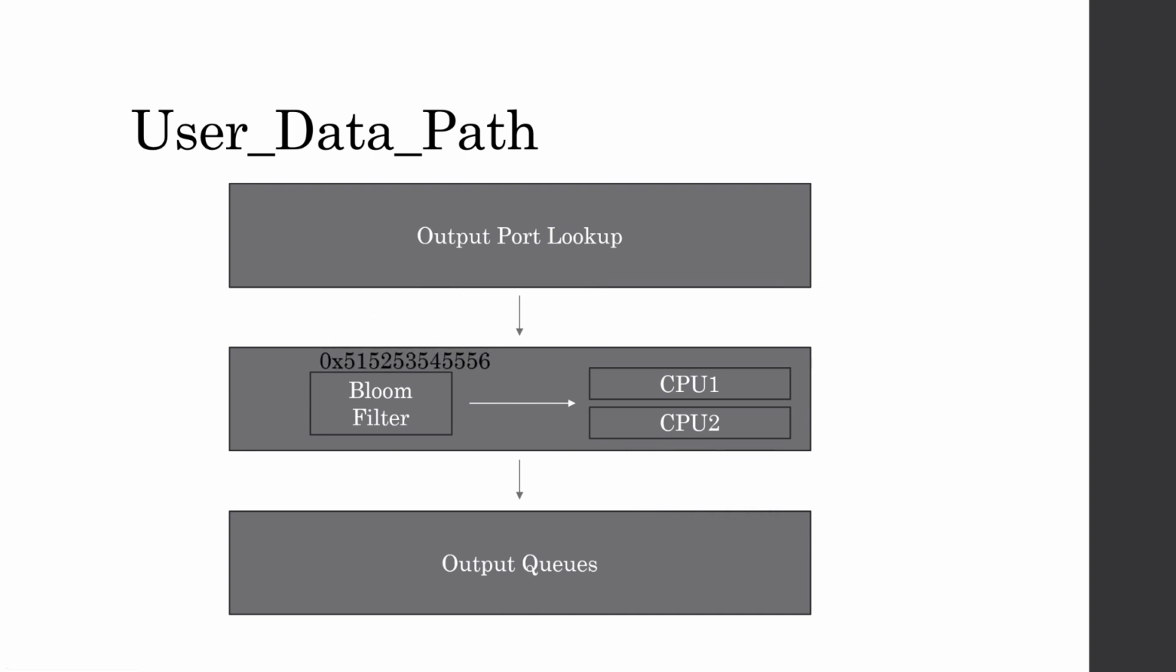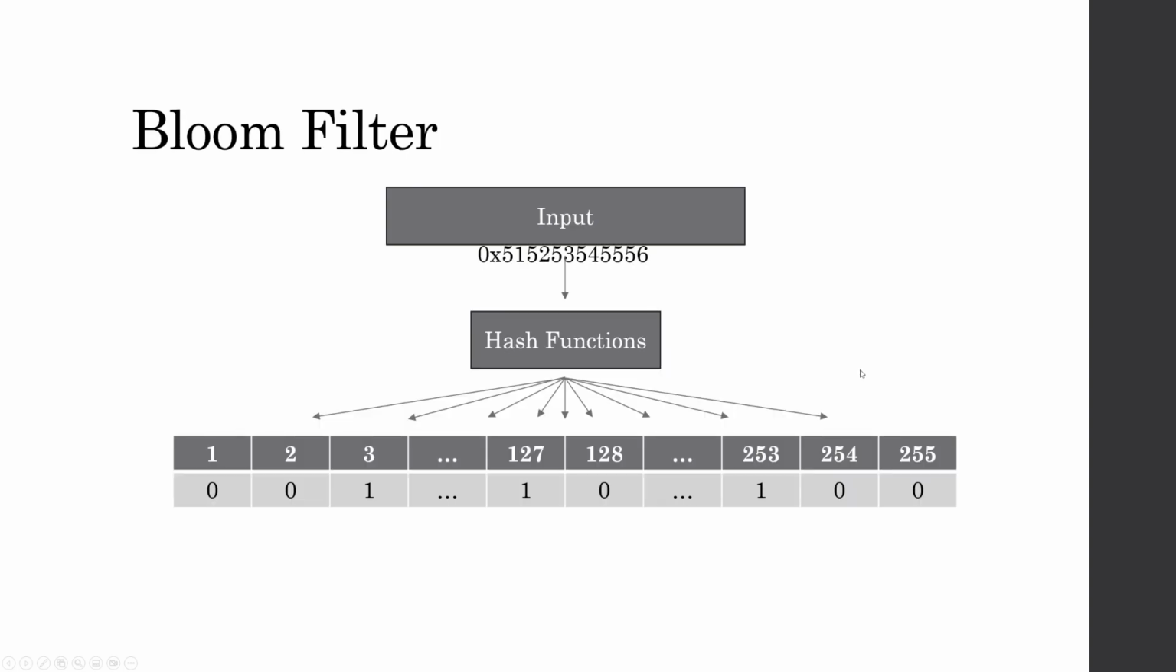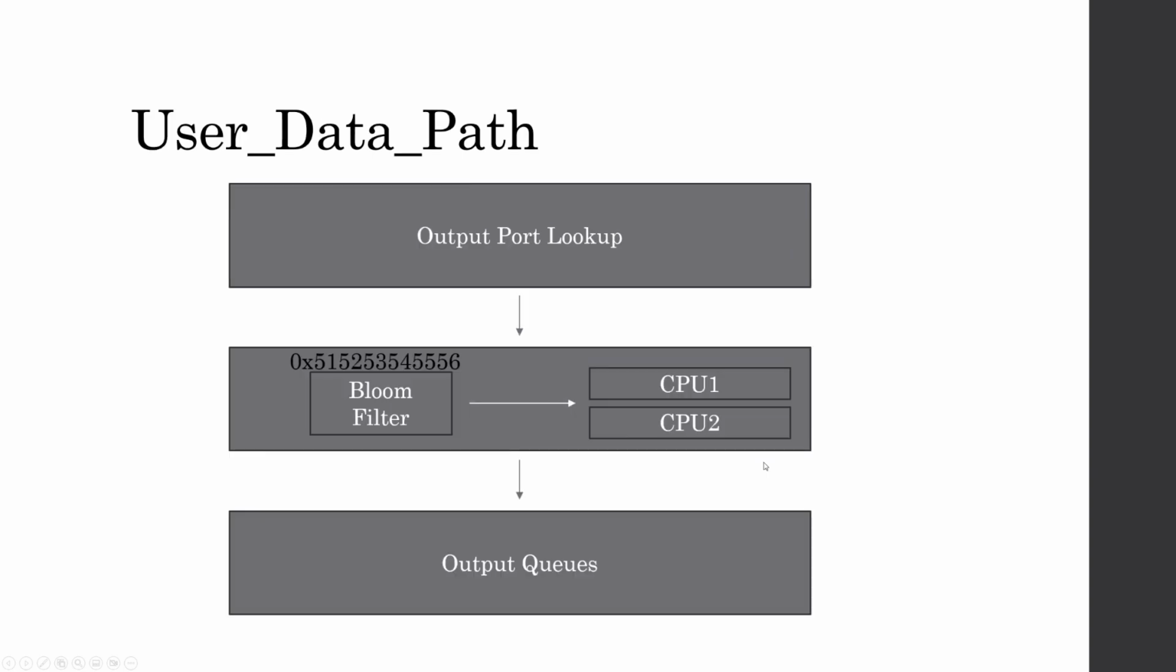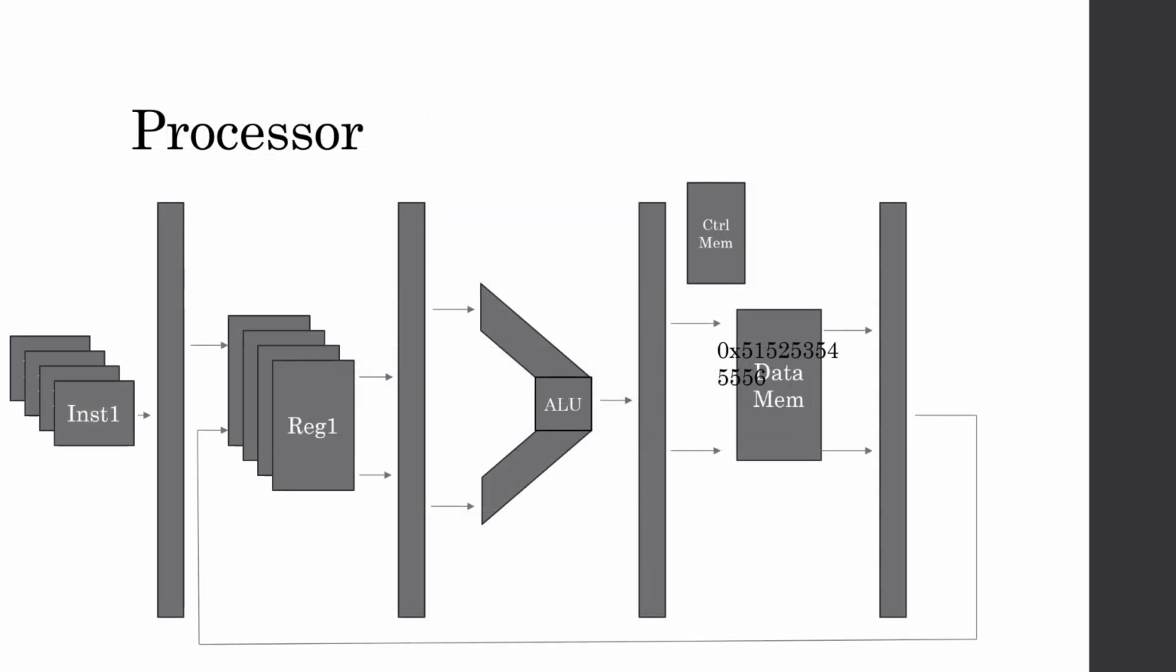For example, if another packet does not match the set pattern, in the Bloom filter it will first go into the hash functions, and it will renew the table, but with different pull ups. So like entry 1, entry 128, and entry 255 got enabled, and it does not match the preset pattern. So it will go into CPU1. In CPU1, it will check the data memory.